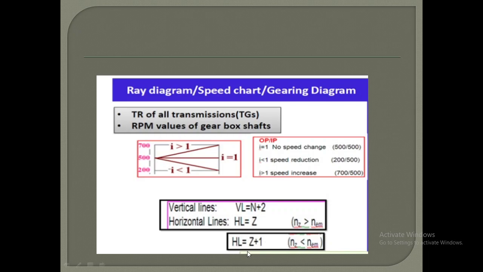And the second condition is, when you are drawing the horizontal lines, you have to use Z plus 1. When you use that Z plus 1, remember that this nz, or maximum spindle speed, is less than the electric motor speed. Okay, all of you getting this?